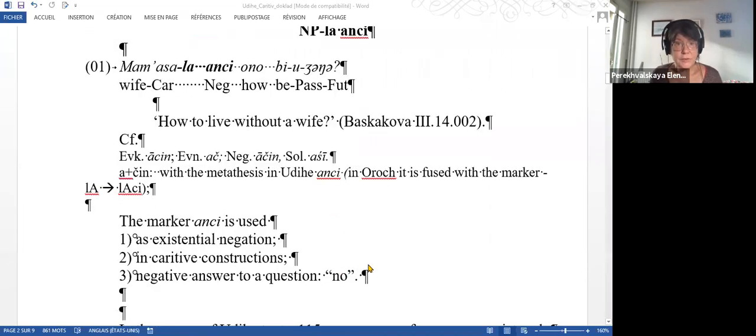Okay. In fact, we have here anchi. It is the only Tungusic language that uses this particular form. It is not really clear: is it a metathesis, or is it just a fusion of two markers that are used in other languages? This marker is used as existential negation, in the caritive construction, and also as a negative answer to a question, 'no'.